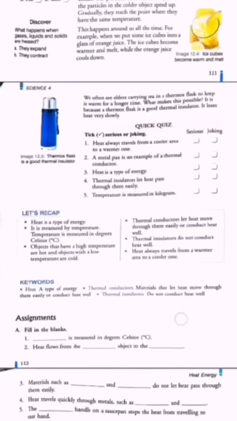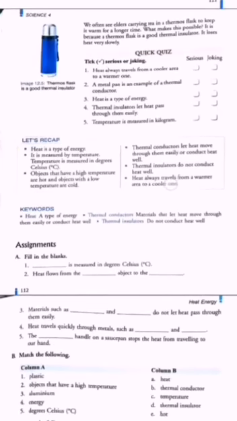Okay. Now let us discuss this quick quiz also. Say serious or joking for the following. Heat always travels from a cooler area to a warmer one. It is not always, so it's joking. A metal pan is an example of a thermal conductor. Yes, it is. So it will be serious. Heat is a type of energy, yes, it is serious. Then, thermal insulators let heat pass through them easily. Thermal insulators don't let heat pass through them easily, so it is joking. Then temperature is measured in kilograms, it is joking.